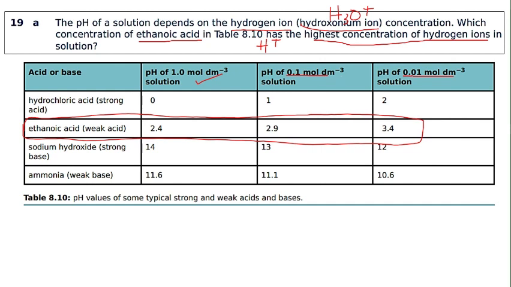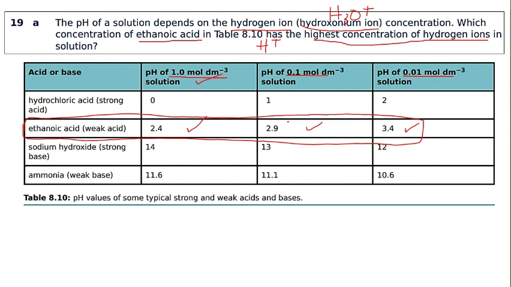What does this concentration mean? 1 mole per dm cube means it is actually a concentrated solution. We are making it a little diluted, so it will become 0.1 mole per dm cube. Then we are making it more diluted, so it is becoming 0.01. When we are making it diluted, the pH is also changing. 2.4 means a little strong acid. 2.9 means now a little less strong acid. 3.4 means now it is a little more weak acid. So we are weakening the acid by adding some water to it, or by diluting the solution.